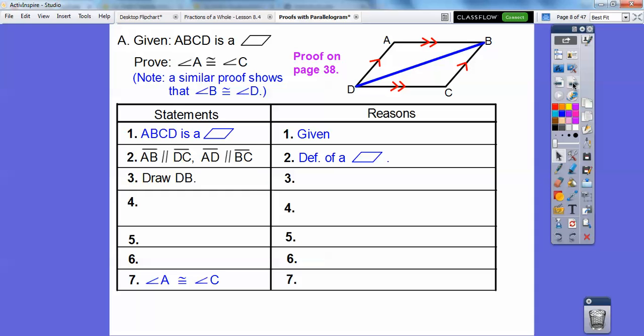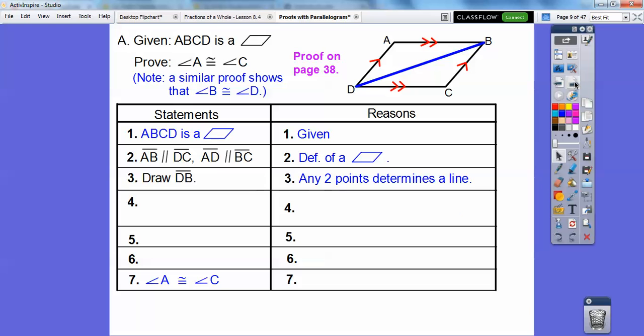Any 2 points determine a line, so draw segment DB. I should have done a little segment bar on top of DB. I probably should throw that little segment bar right down here, okay? So that's going to go right there. So draw segment DB. Let me go back and insert that right there.